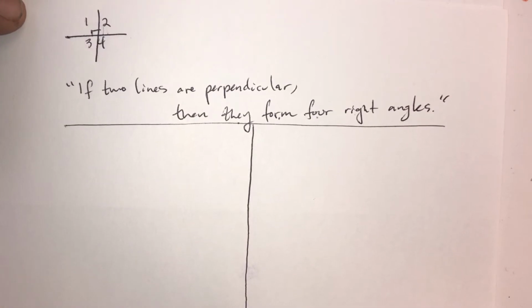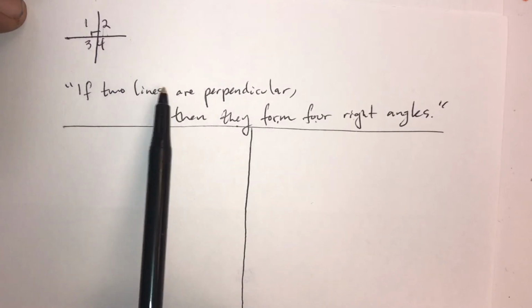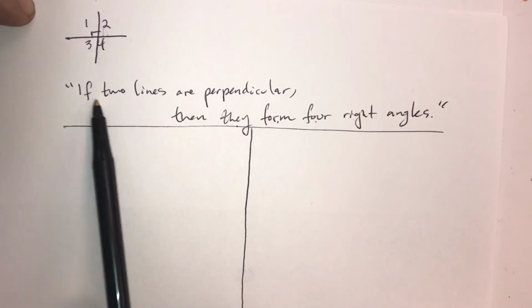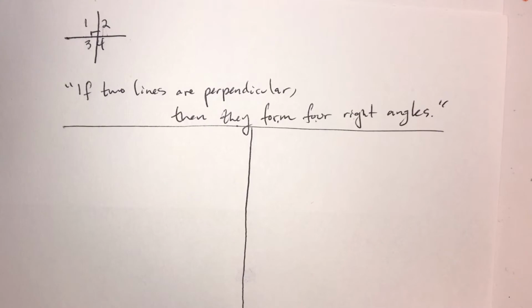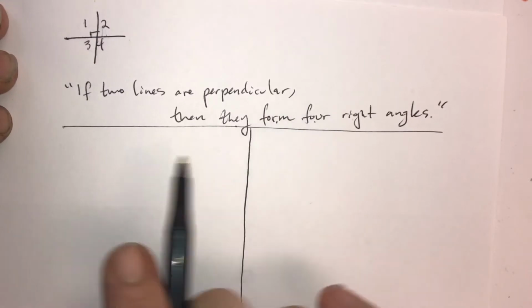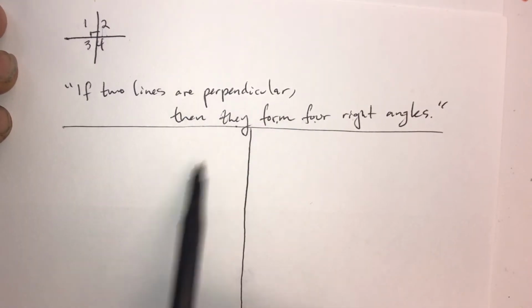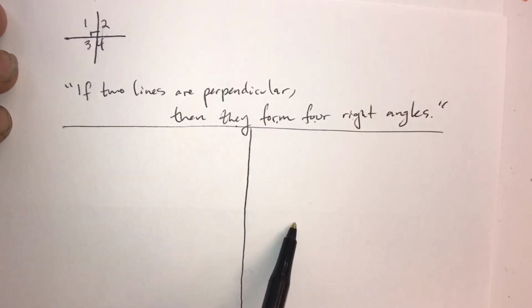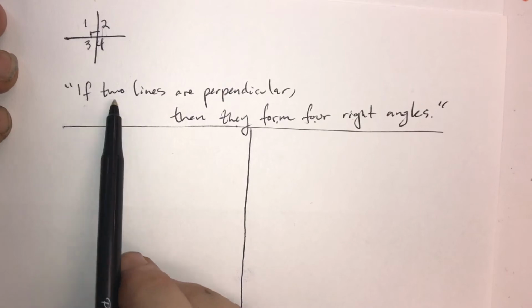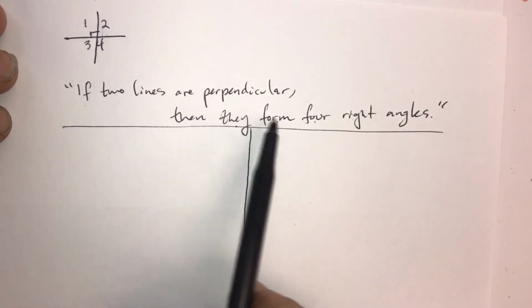Now, this is actually a statement of the theorem, so we cannot use this theorem. We cannot use the theorem that we were given yesterday because I'm asking you to prove it. Otherwise, it'd be a really short proof. Given this stuff, conclusion, it's true. Not very interesting. Okay, so if 2 lines are perpendicular, then they form 4 right angles.